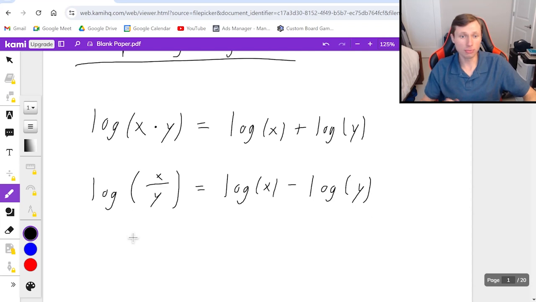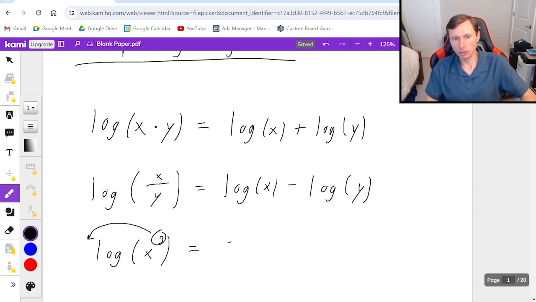And then the third and final property we have is the power property, which will look something like this. If I have log of x cubed, then that means I can pull the exponent out in front and it equals 3 log of x. And there we go. There's the three properties we need to know for logarithms.